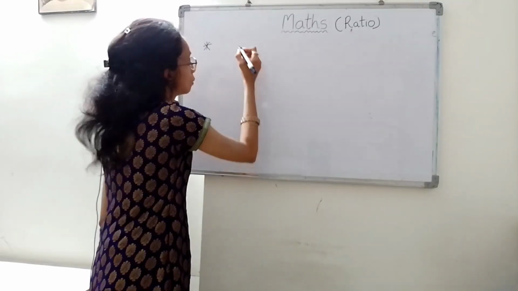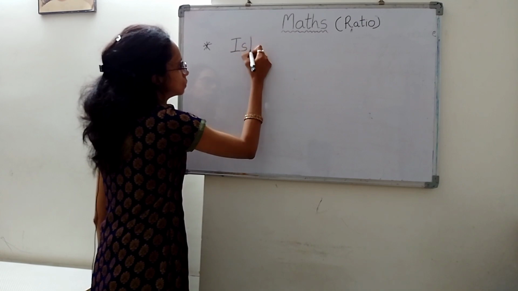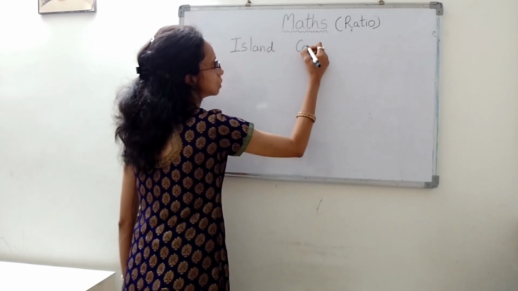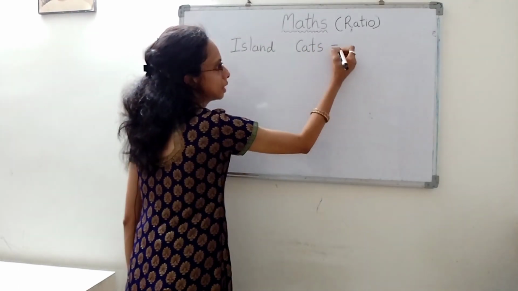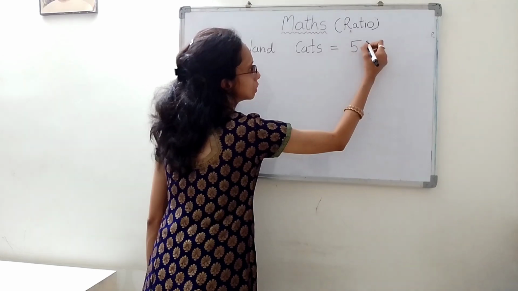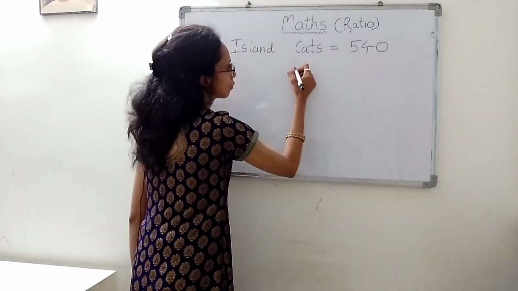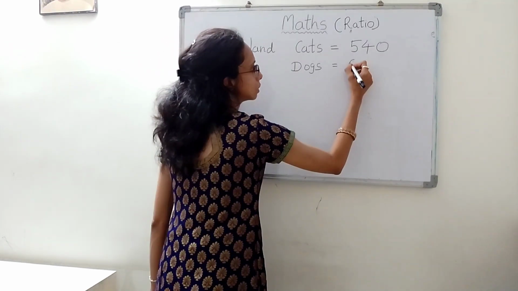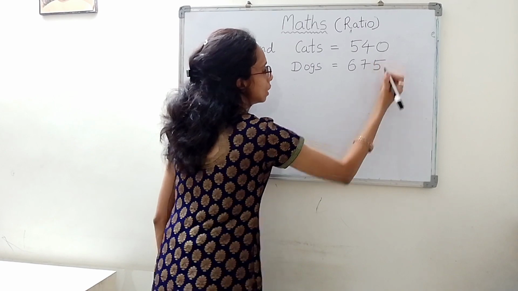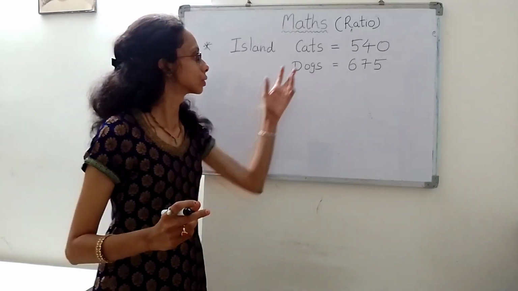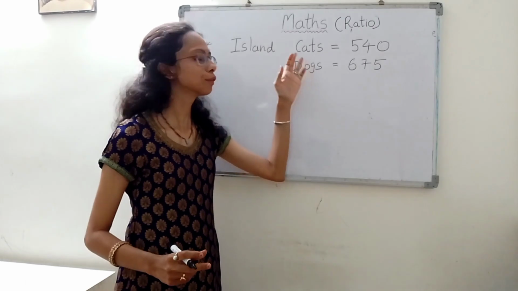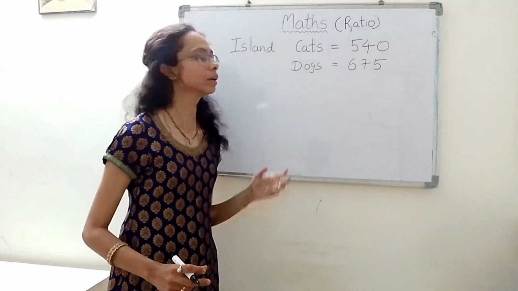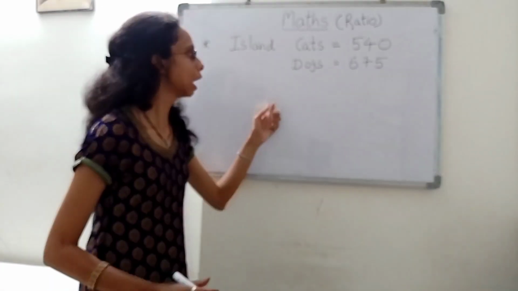For example, on one island, the number of cats is 540 and the number of dogs is 675. And if we want to compare these two quantities, the number of cats to the number of dogs, then we use ratio again. How?